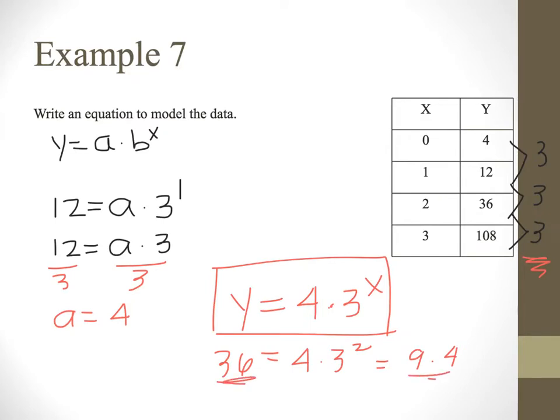You can try this for a couple more points if you want to, just to make sure you are on the right track. But that's how we do it if our x values go up by 1.